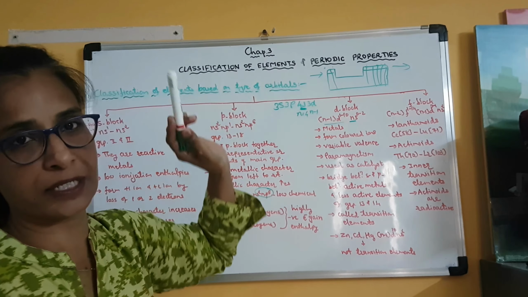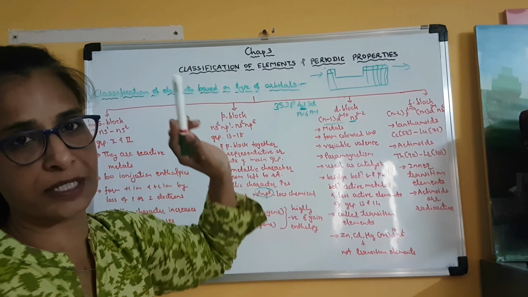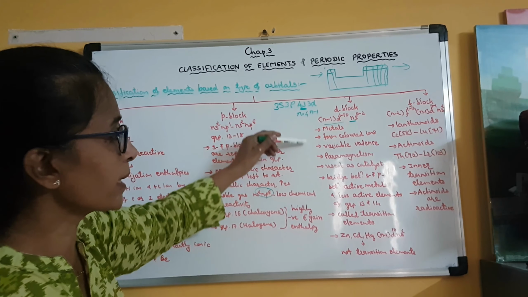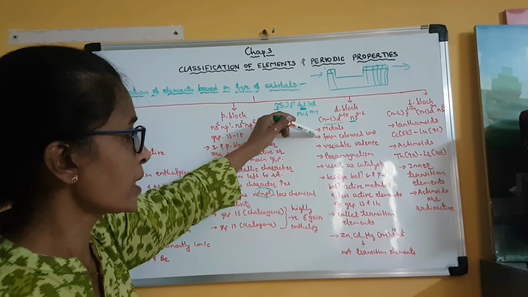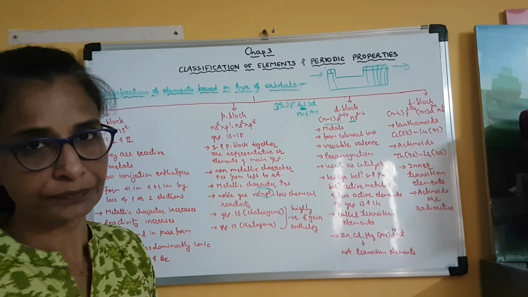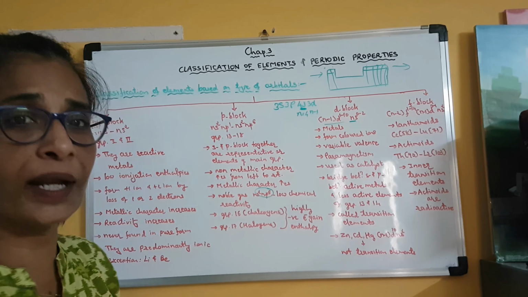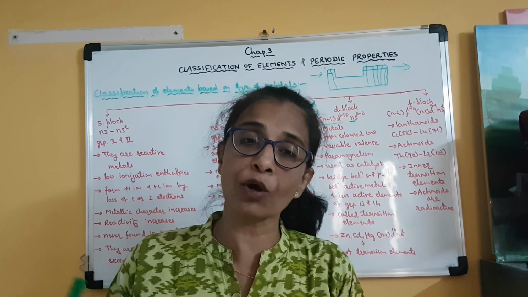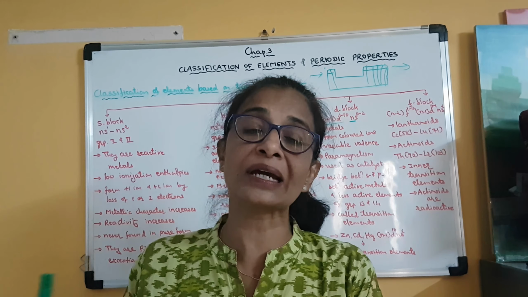They are metals. See, in transition elements, no element is a metalloid or non-metal. They are all metals. These are the very important characteristics. They form colored ions. In alkali group elements, if we check the color of the compounds, they are all white, which means they are all colorless.